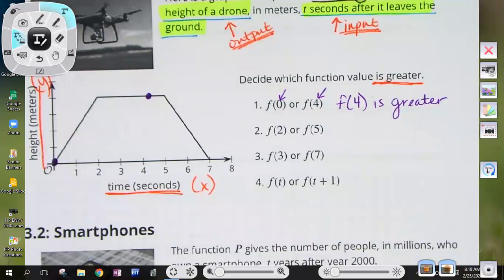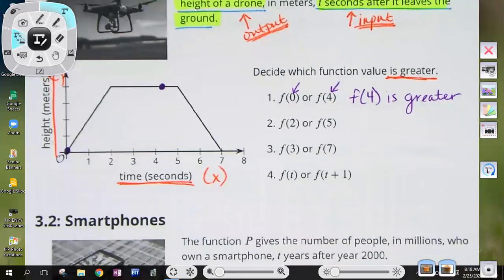Tell me which one is greater. You didn't say it. Ready, go. Wait, what if they're the same? Is that the same? Then is it greater or less than? Neither, so I'll circle them.